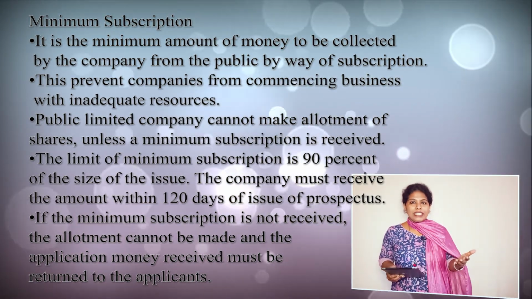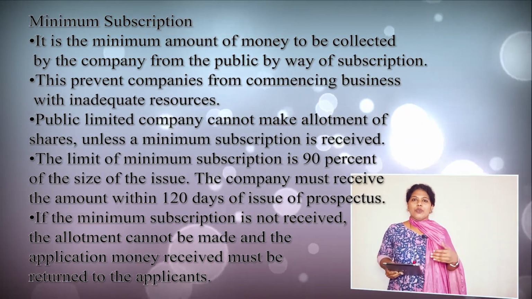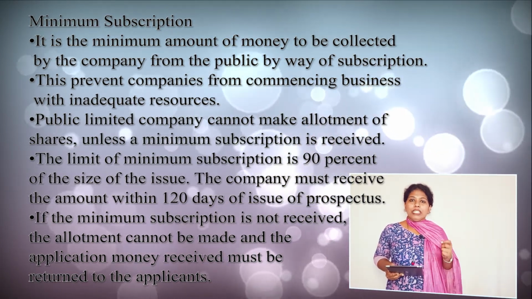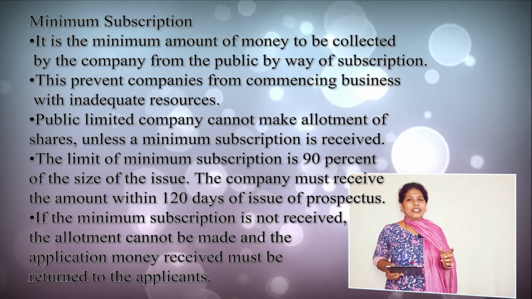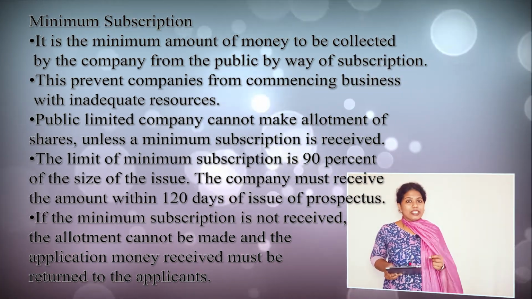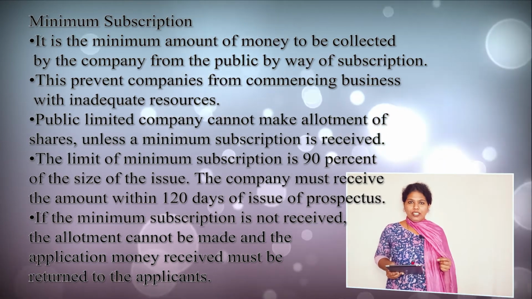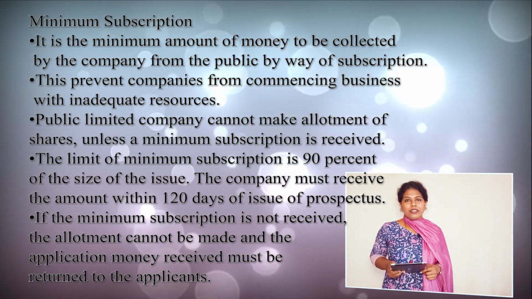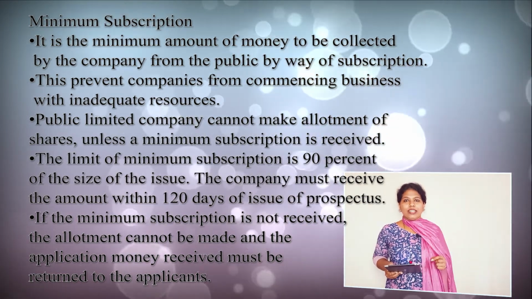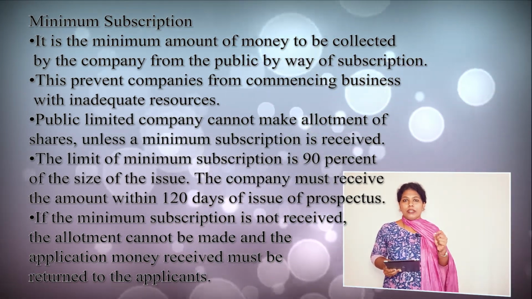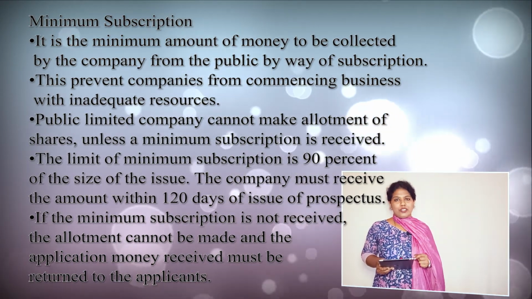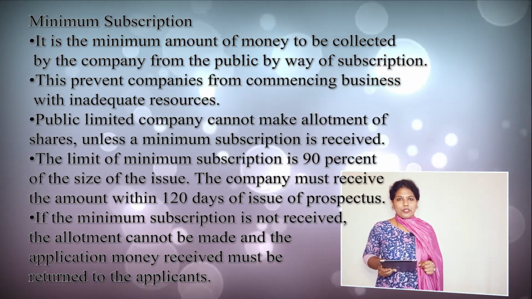So when we are inviting the public to invest in or to buy the shares or debentures of our company, we need to get a minimum number of applications. Otherwise, the public company cannot go for allotment of shares. Without receiving the minimum number of applications, they cannot go for allotment of shares. Is it clear? So we should ensure that we get a minimum number of applications for subscribing the shares and debentures. That is known as minimum subscription.